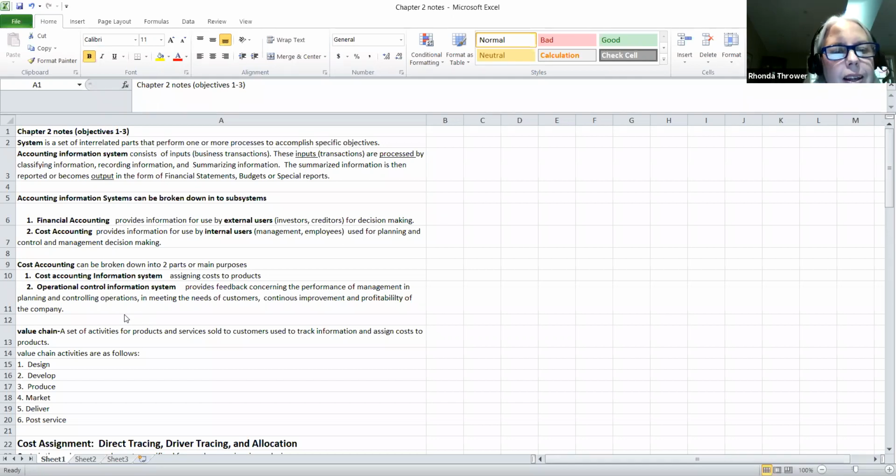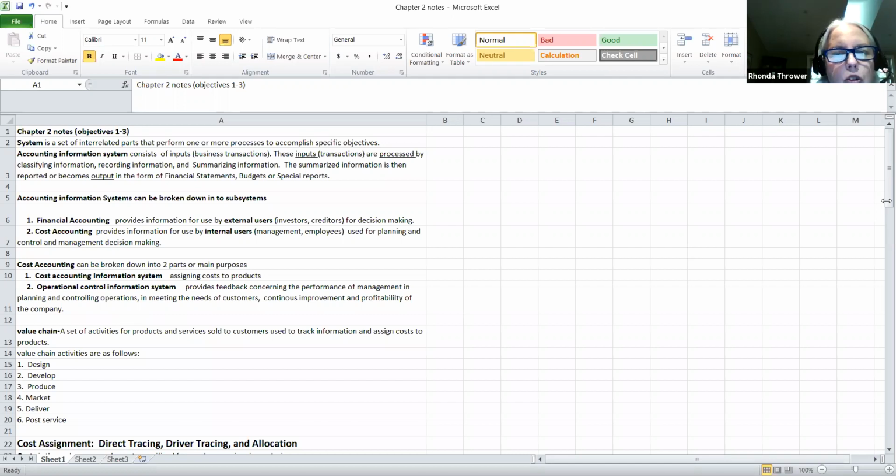One is to assign a cost to products, and one is to provide feedback for management so they'll understand how they can better operate a company.